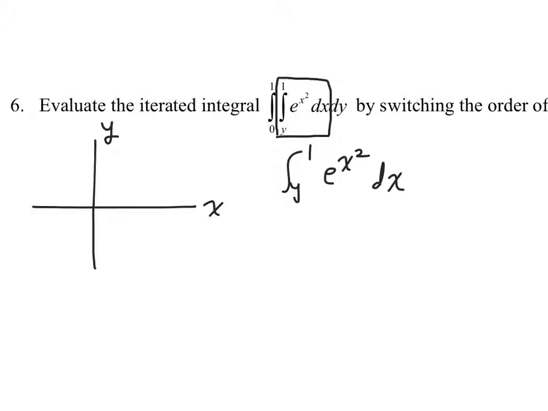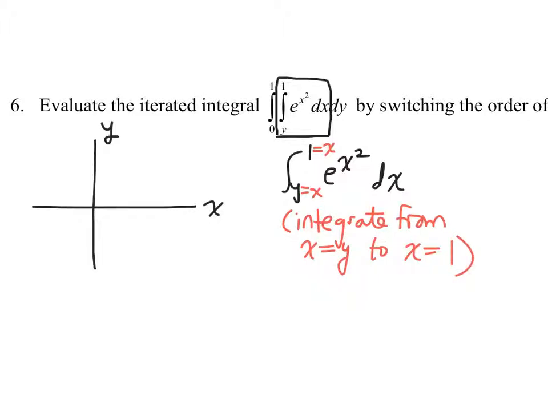The bounds are in terms of x. So that would mean that you have some x value that's equal to y, and you have some x value that's equal to 1. All right? So really what we're saying is integrate from x equals y to x equals 1. It's really the order in which you're doing your integration. All right, so that's all well and good.